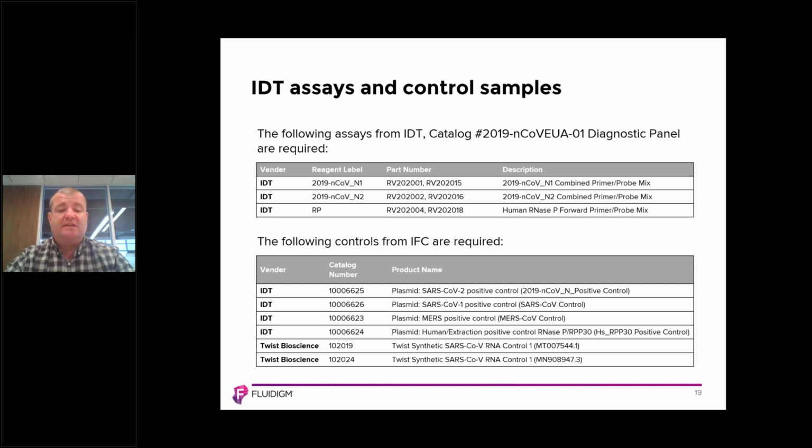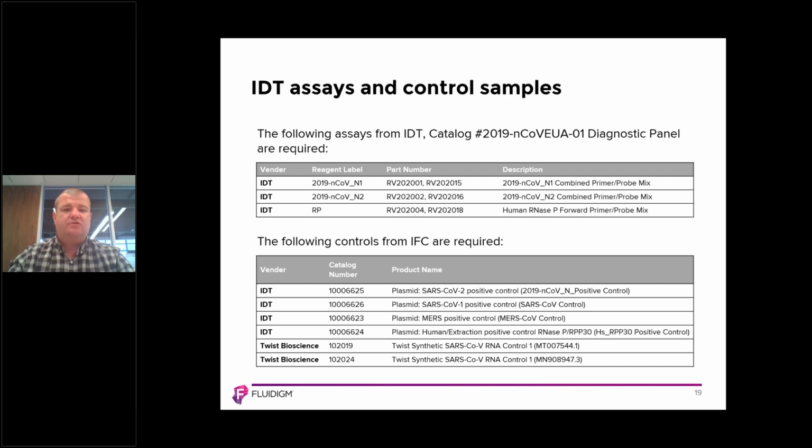The IDT controls give you positive controls for SARS-CoV-2 and CoV-1. There's also a MERS positive control, and there's also a plasmid positive control for RNase-P. Twist Biosciences also have synthetic controls as well. These are particularly useful when you're trying to validate the assay in your lab. And it's the type of work that's been taking place in sites like Oklahoma and OU Medicine.